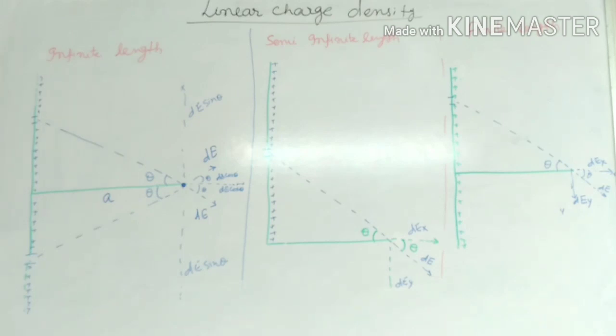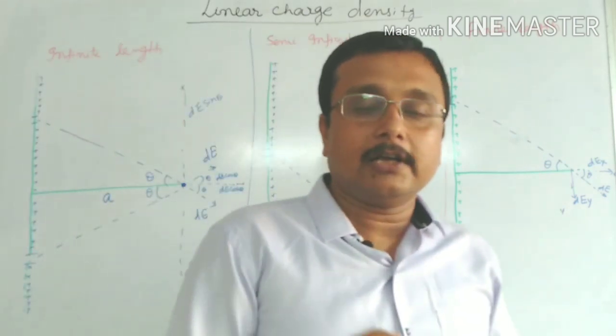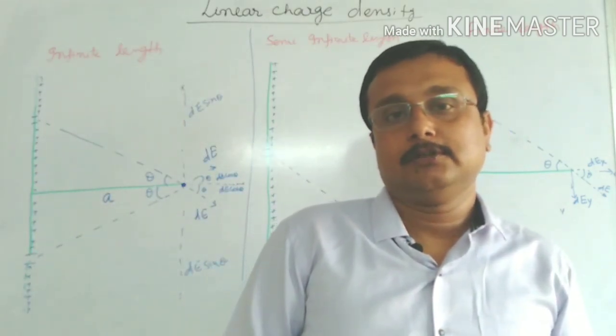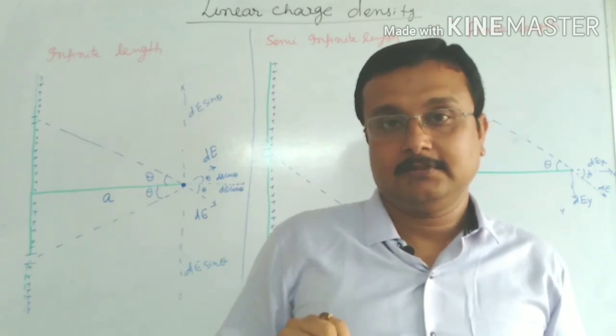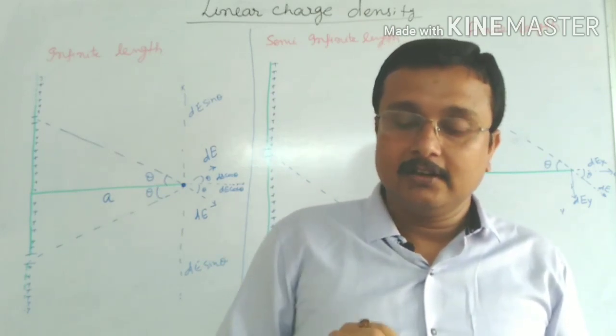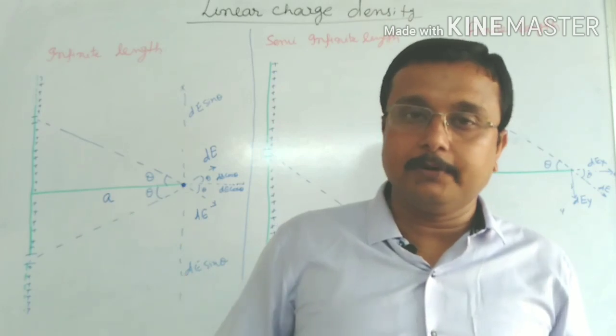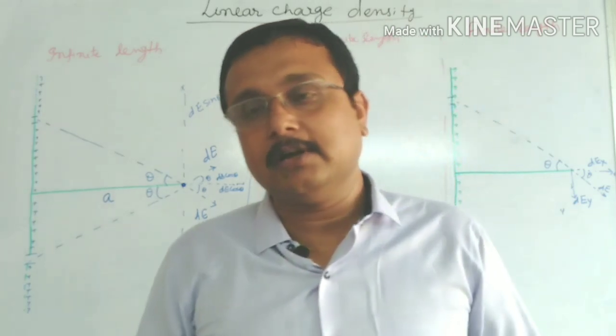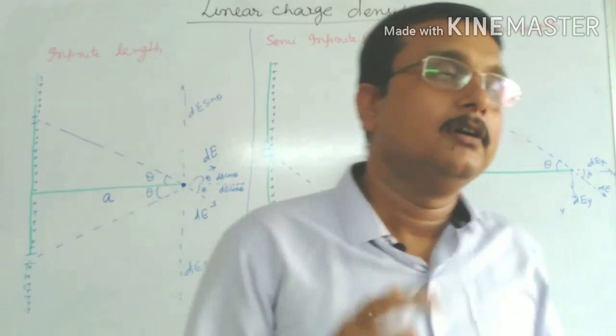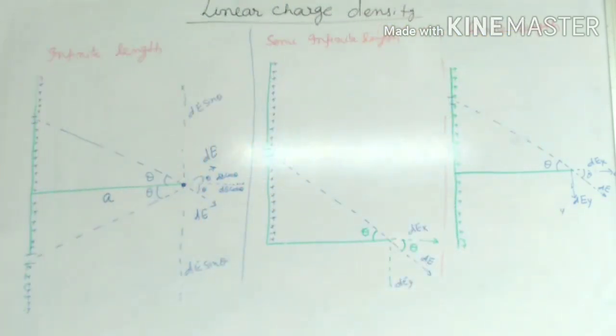What can we do? A line can be supposed to be, or actually is, made up of so many points. So many points come together to make a line. Here we have this small point, then again this small point, and again this small point. So many small points come together to make this line.